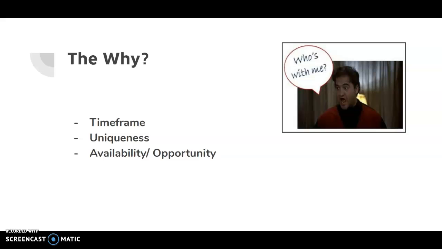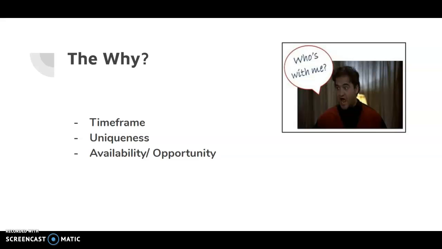The why? Well, 3 reasons: time frame, uniqueness, and the availability. Our time frame, we have such a short window, and we need to maximize profit and have less than a year to do so. So we can't really choose stocks that progressively increase in value over time because the return won't be as high as what we want it to be.